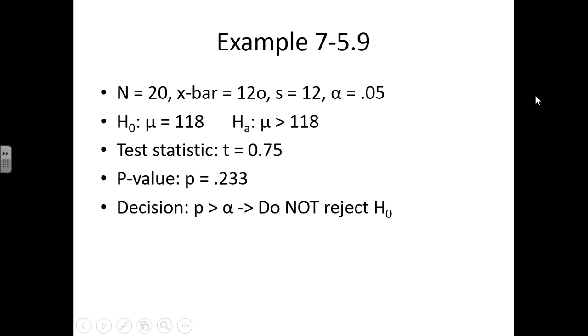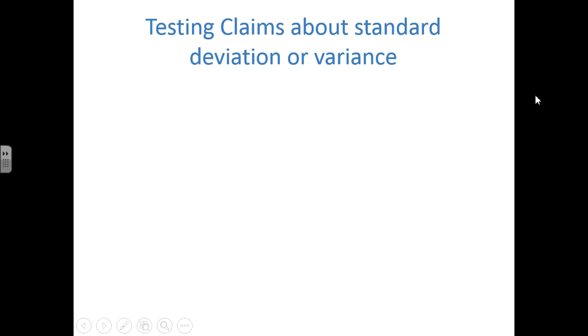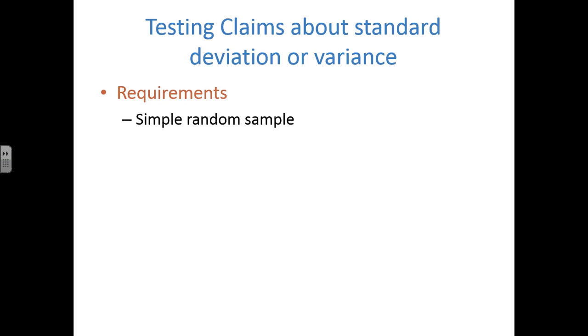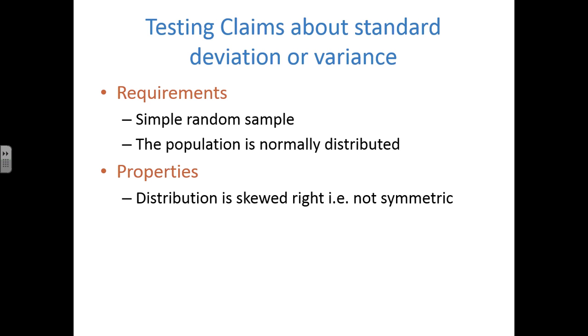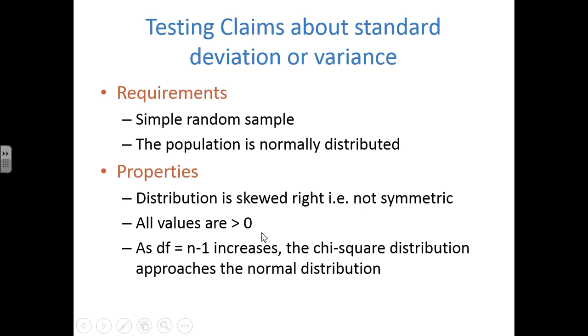Testing claims about the standard deviation or variance. The requirements are the same as we had for the confidence interval: a simple random sample, and the population must be normally distributed. The properties: the distribution is skewed right, it is not symmetric. All values are greater than 0. And as degrees of freedom increases, the chi-square distribution starts approaching the normal distribution.